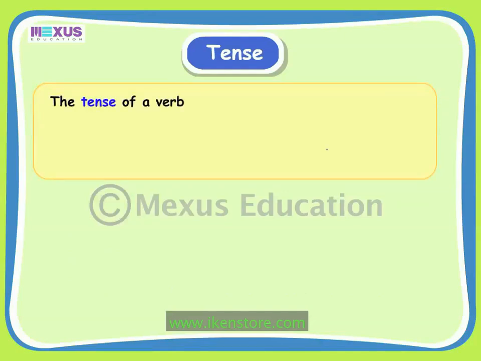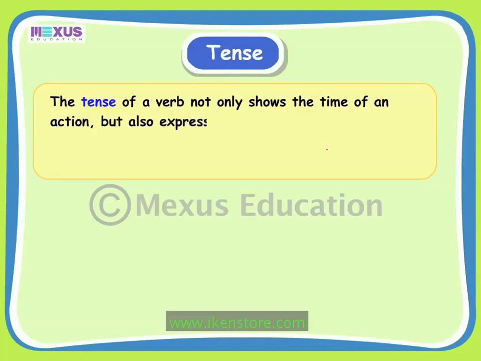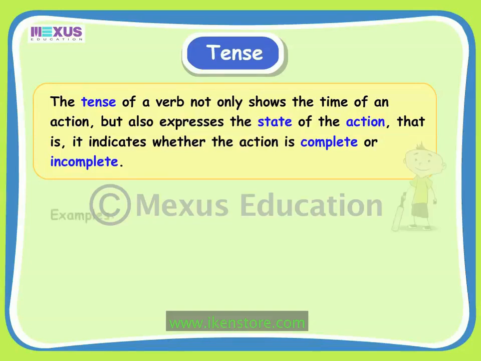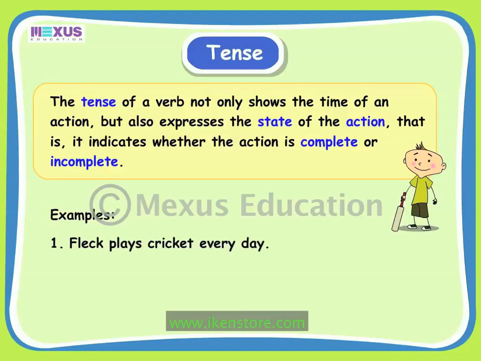The tense of a verb not only shows the time of an action, but also expresses the state of the action, that is, it indicates whether the action is complete or incomplete. Let us look at the following examples. Fleck plays cricket every day. In this sentence, the verb plays indicates an action that takes place in the present on a regular basis. It refers to the simple present tense.